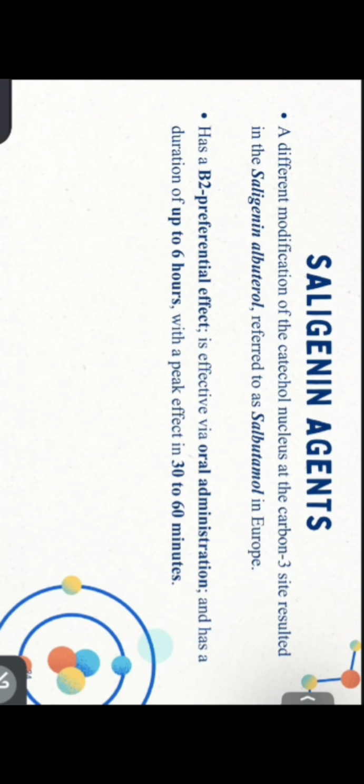Saligenin agents are a different modification of the catechol nucleus at the carbon-3 site, resulting in saligenin albuterol, referred to as salbutamol in Europe. It has a beta-2 preferential effect, which is effective via oral administration and has a duration of up to 6 hours with a peak effect in 30 to 60 minutes.